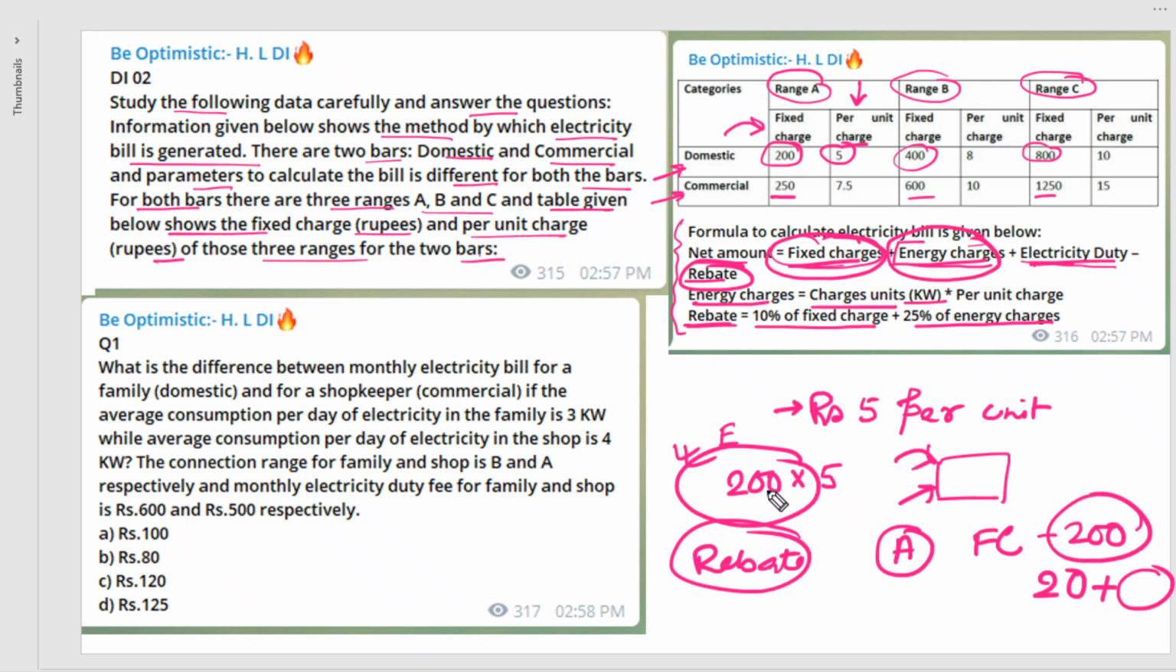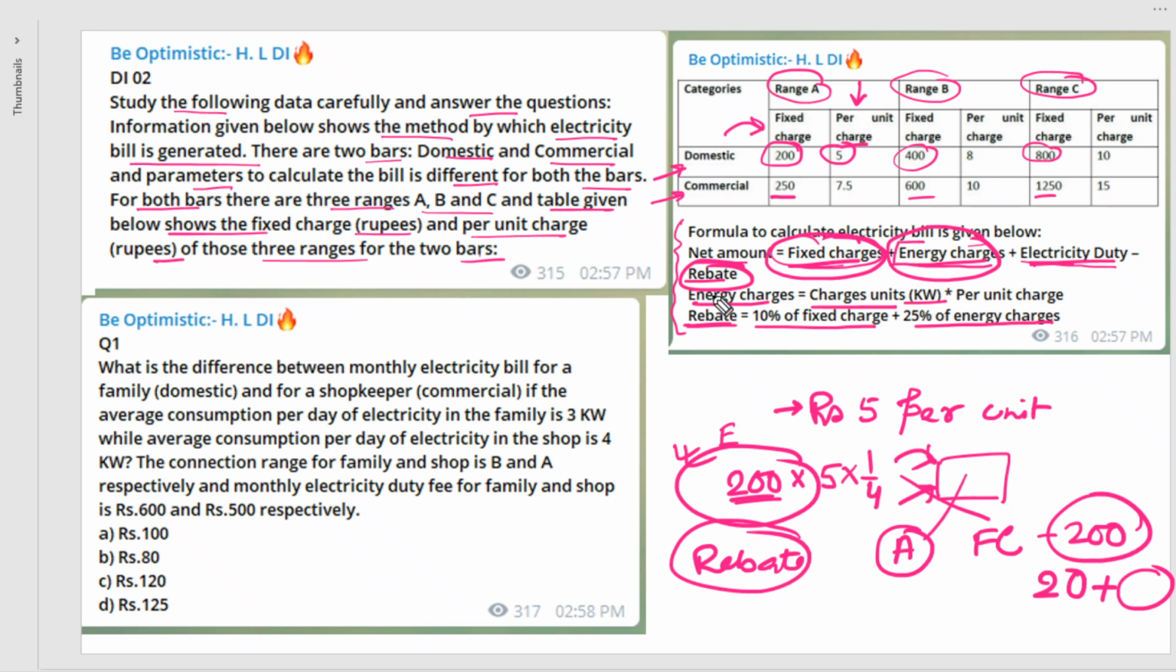Let's say if you consume 200 units, your energy charge will be 200 into 5, and the government will pay on your behalf 25% of this, right? So this is the rebate on the energy charges, and this is the rebate on fixed charges. When you calculate the rebate, you have to add these two things, right? This is all about rebate. So it is the formula.